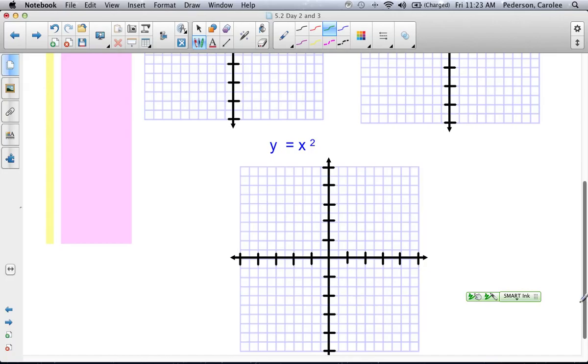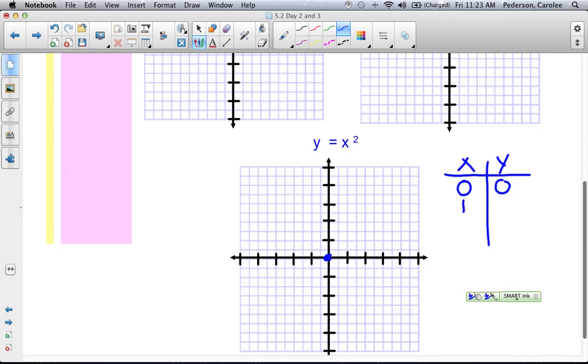So here's our parent function, y equals x squared. To review how we graph the parent function, we have an xy chart. We substitute values in for x. So we start with 0. 0 times 0 is 0. So this is what we call our critical point. That's also the vertex. Now we substitute 1 in for x.